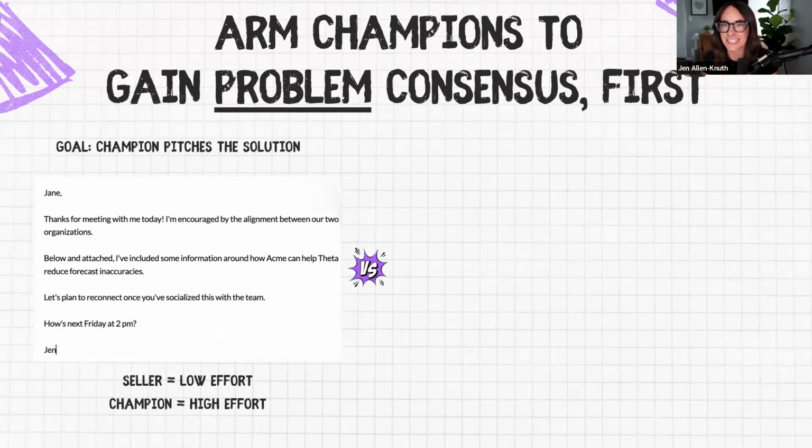And then the deal tends to die because it turns out the champion is far more interested in solving this problem than everybody else. So what I used to do is send the email on the left. I'm so excited. There's alignment. Here's some information around how we can help. Let me know when you do all the hard work of socializing it with the team and getting buy-in, and let me push for my next step at Friday at 2. Very easy email for me to write, very difficult email for my buyer to action.